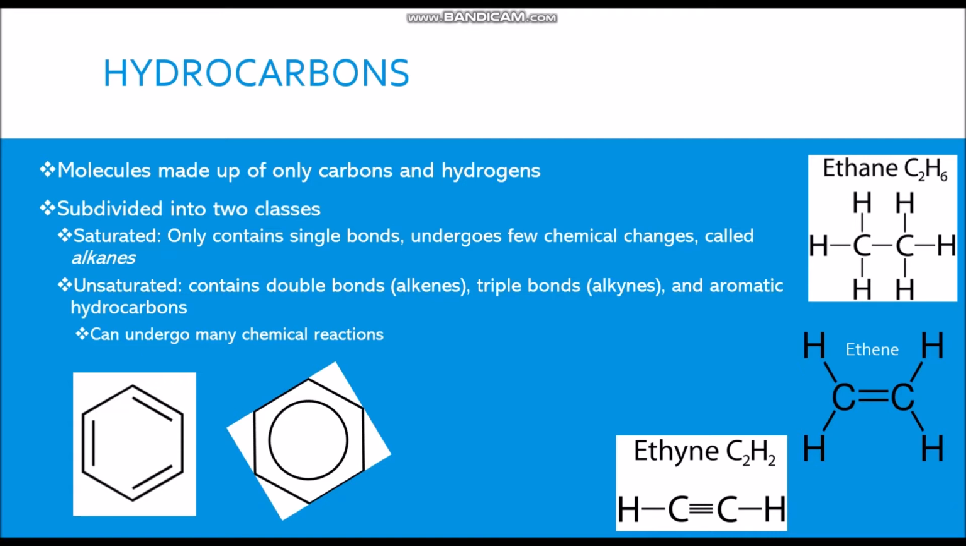And there's also aromatic hydrocarbons. So here on the bottom left, we have what is called benzene. These have three double bonds, and these two pictures are actually the same thing. But most of the time when you draw molecules in line form, you usually draw the one with the circle in the middle. And these can undergo many chemical reactions. These three, the alkenes, alkynes, and aromatic hydrocarbons, because they have these double and triple bonds, can undergo much more chemical reactions and changes.